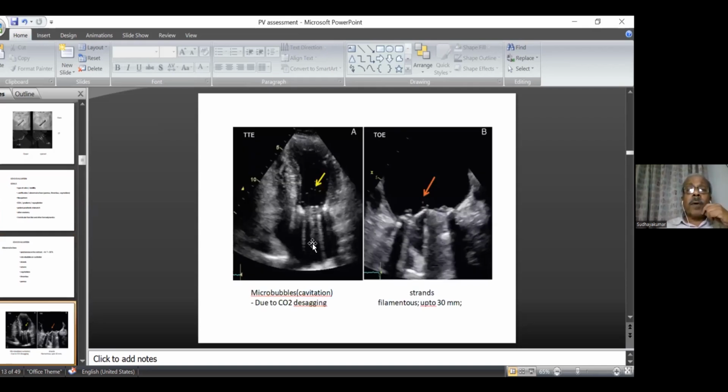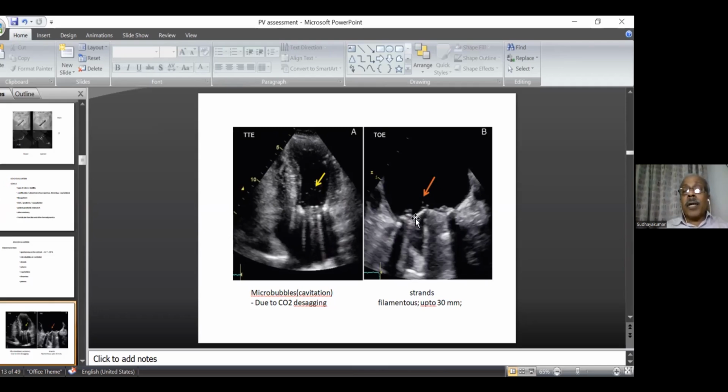These are the microbubbles. Okay, my video is missing. These are the microbubbles. You will see these bubbles rolling around in the cavity. The first case I saw years back, I thought it was grossly abnormal. I was looking at what it was, and then one of my colleagues said that this is only gas bubbles. It is said to be due to carbon dioxide de-airing.